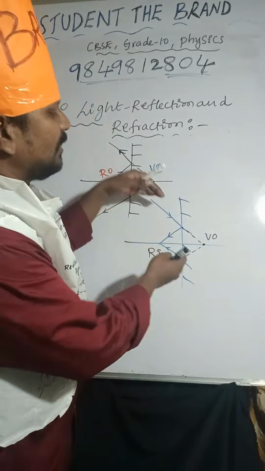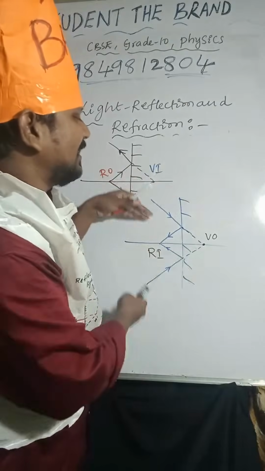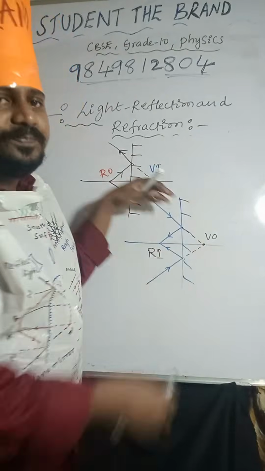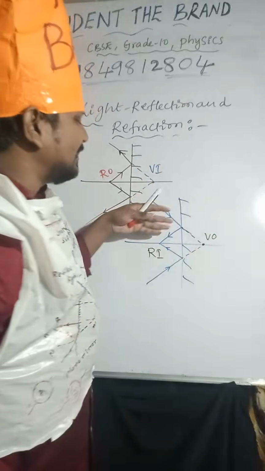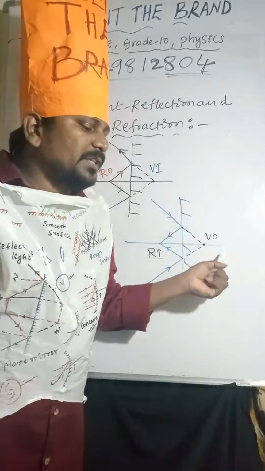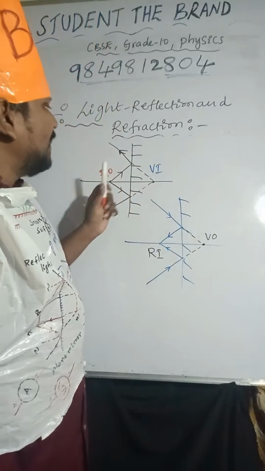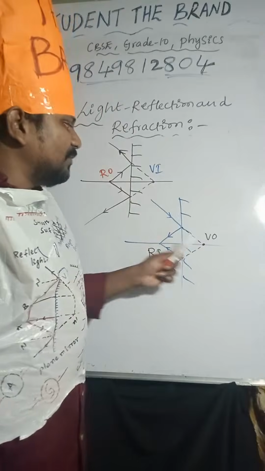Here we can observe incident light rays. Extended incident light rays are meeting at one point. There is a virtual object here and a virtual image here. I hope it is very clear. So real object and virtual image, real image and virtual object.